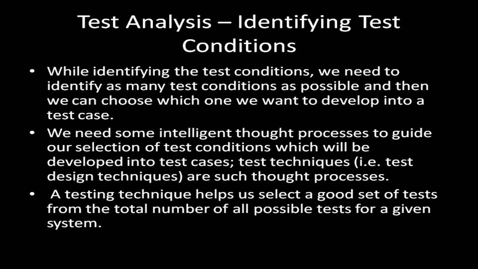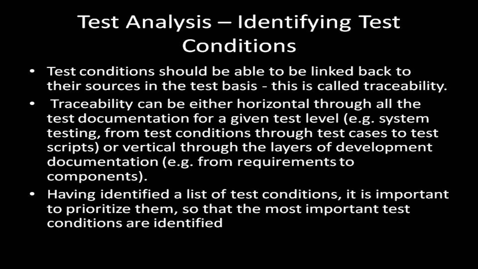For example, they might be based on risk models of the system, likely failures, compliance requirements, expert advice, or heuristics. Test conditions should be able to be linked back to their sources in the test basis. This is called traceability. Traceability can be either horizontal through all the test documentation for a given test level, e.g. system testing, from test conditions through test cases to test scripts, or vertical through the layers of development documentation, e.g. from requirements to components. Why is traceability important?